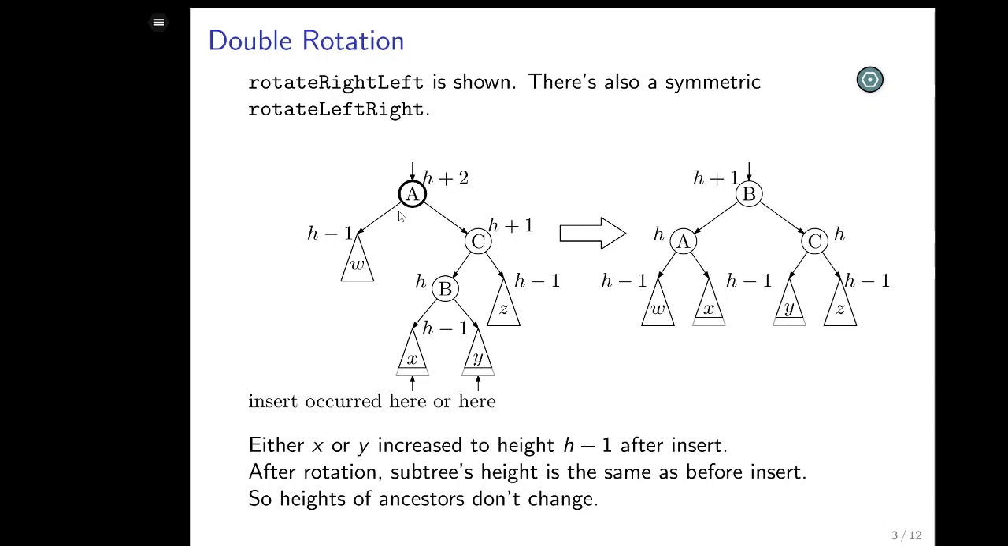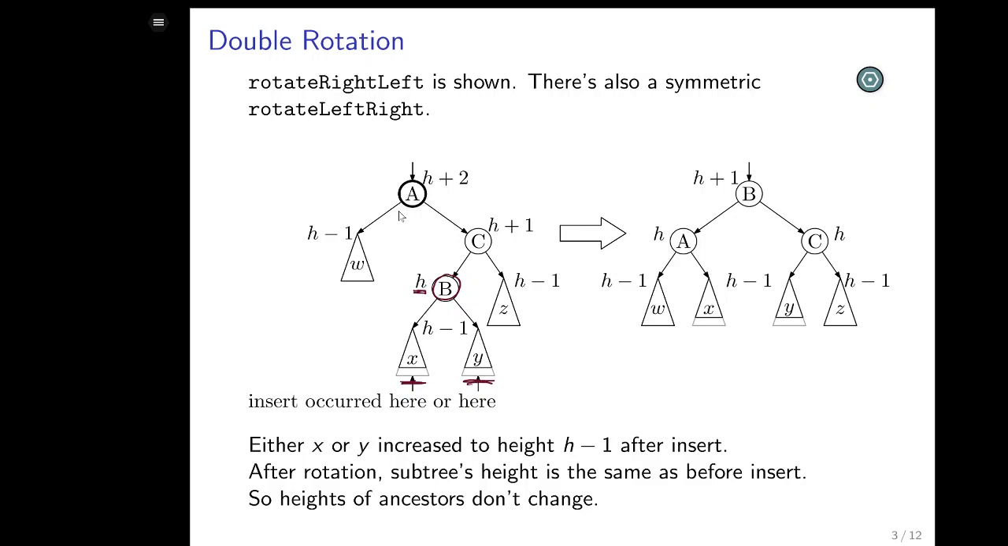The h's are heights. H plus 2 is the height of the root before we perform the double rotation. It's after we've performed an insertion. And by looking at this picture, I know that the insertion occurred in one of these two trees, here or here. Prior to the insertion, the height of the node B had to be what? What had this height, H, what did it have to be prior to the insertion?